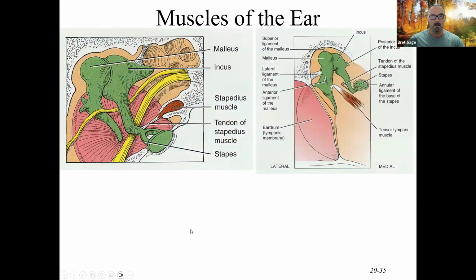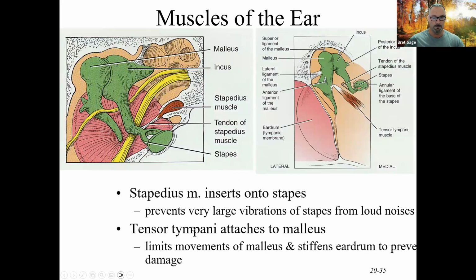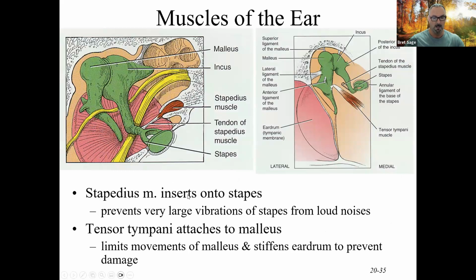Okay, this shows you some of the muscles of the middle ear. The stapedius muscle inserts onto the stapes, hence the name, and prevents very large vibrations of the stapes from loud noises. So whenever there's a really loud noise, the muscle pulls on the bones, keeping this whole system more stabilized so you don't damage the sensitive hair cells in the cochlea.